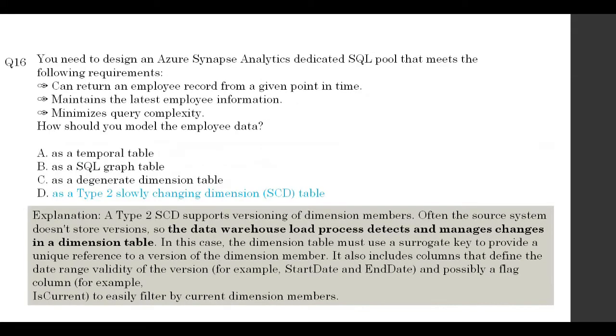Okay, so moving to question number 16. You need to design an Azure Synapse Analytics dedicated SQL pool that meets the following requirements: can return an employee record from a given point in time, maintain the latest employee information, minimize the query complexity. How should you model the employee data? So this is kind of a data warehousing concept model. If you want to store the historical data, the best option over here is slowly changing dimension type 2. So here the answer is a Type 2 slowly changing dimension SCD table, where the data warehouse load process detects and manages changes in the dimension table. So this is question number 16.